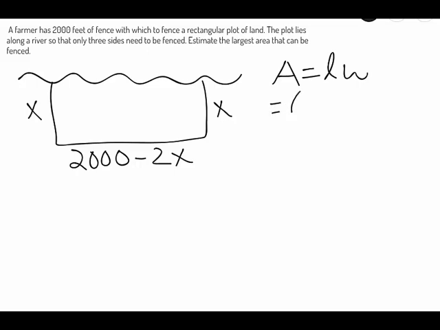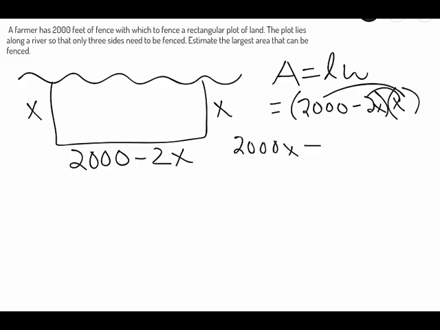So let's plug in what we know here. We said that our length is going to be 2,000 minus 2X, and then times our width, which is X. Multiply this out. X times 2,000 gives us 2,000X, minus X times the 2X gives us a minus 2X squared. Do notice that this is a quadratic equation, right? That negative 2X squared makes this a quadratic equation. And if we want to find the largest area, we want to maximize this.